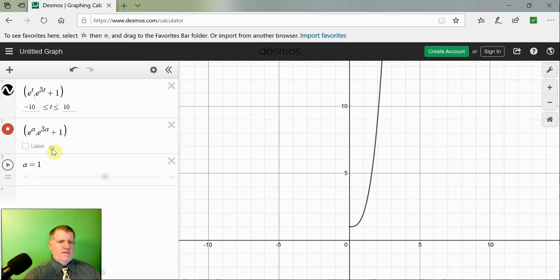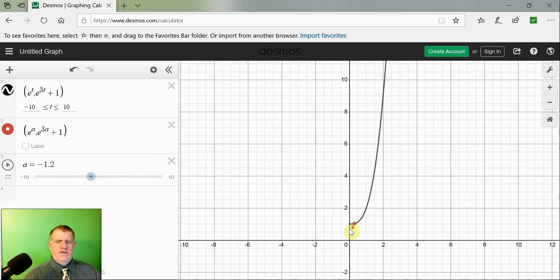All right, let's add it, and let's see what happens when that slider follows. So here it comes. And notice how when a goes negative, it does not go past. Now, does it stop? Or does something interesting happen? Now I'm going to zoom in right on this point here.